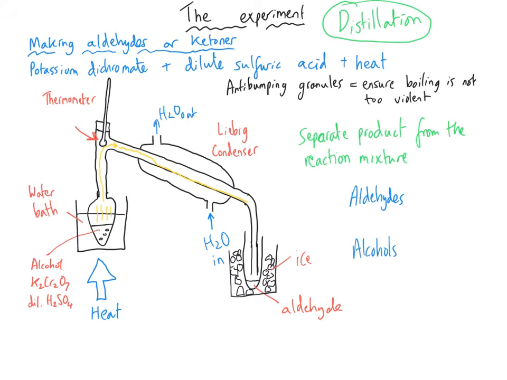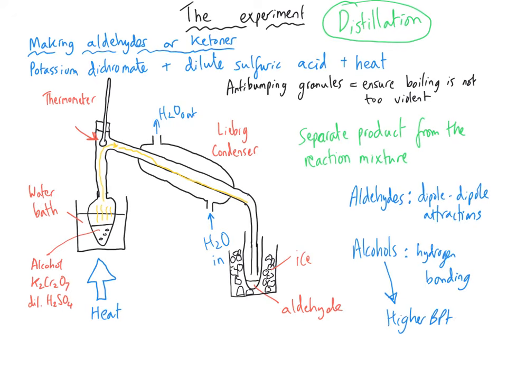And this works because the strongest force between aldehyde molecules is dipole-dipole attractions, and those are not as strong as the strongest force between alcohol molecules. Alcohols are held together by hydrogen bonding between their molecules, and that's much stronger as an intermolecular force than dipole-dipole attractions. And so, as such, the alcohols will have a higher boiling point, and so that means that the aldehydes will be the things to evaporate and travel through the tube and collect at the end.